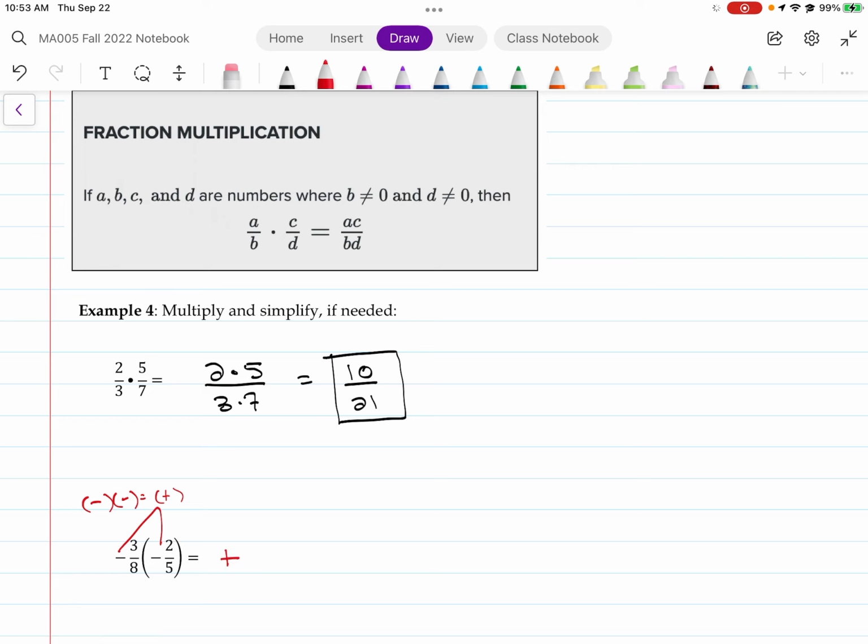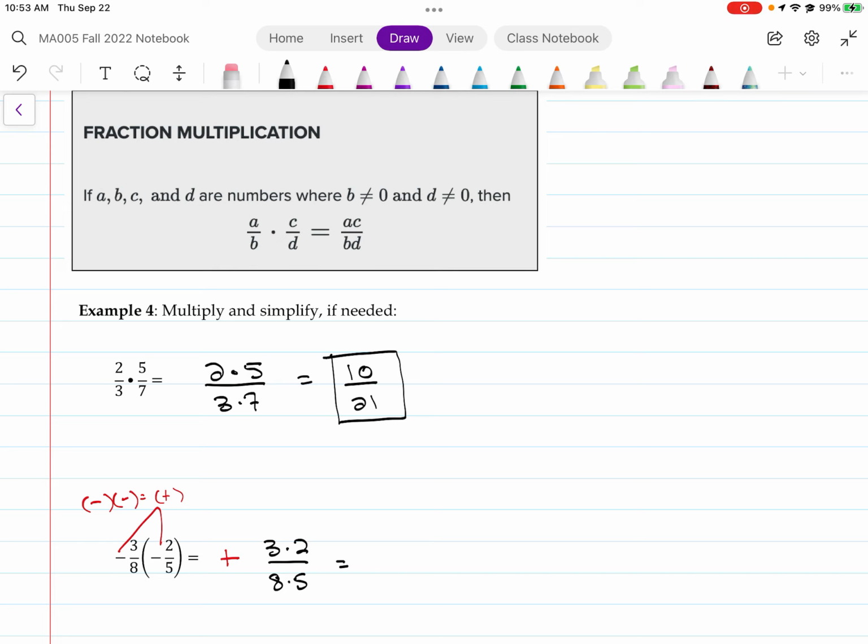So positive answer. I'm going to write it. You don't have to. I just want to make sure it's clear. And we get 3 times 2 on top and 8 times 5 on the bottom. All right. So I want to show you how to reduce this before you multiply. So why make really big numbers and then try to find factors when you've got the factors listed here already?